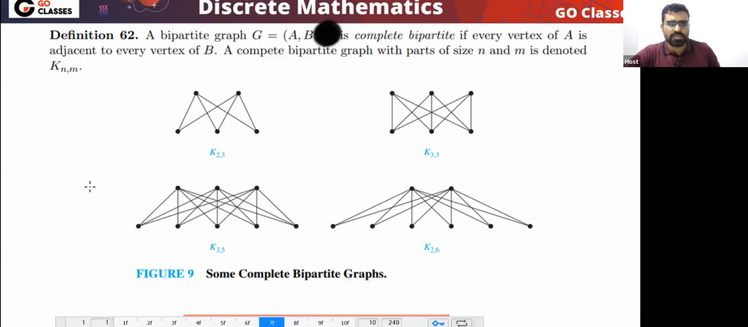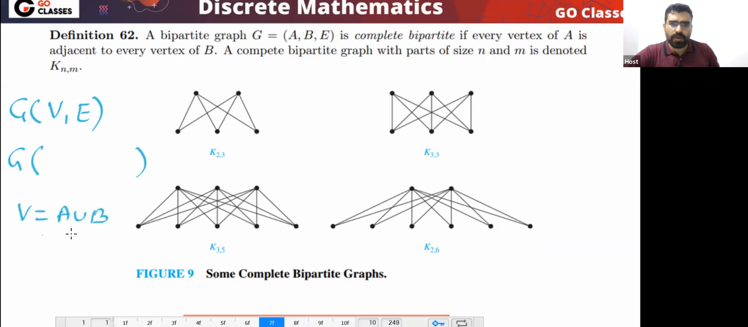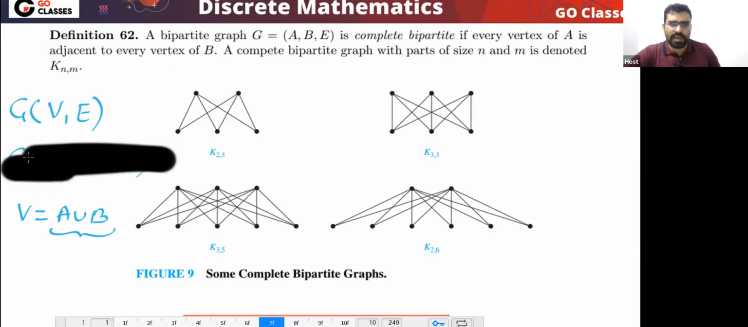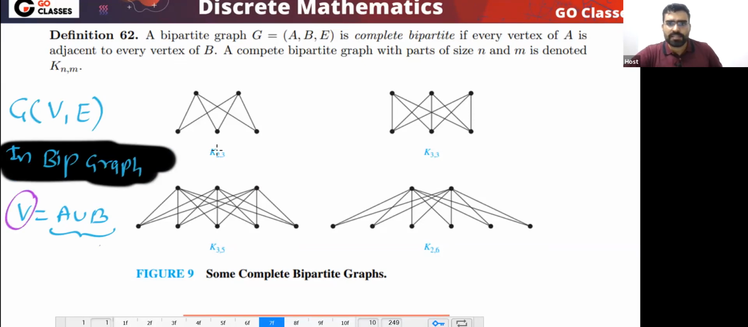Actually, why this E? Because a graph is a set of vertices and a set of edges, right? Now in a bipartite graph, this V is basically A union B. You have two parts in a bipartite graph. You know that we partition the vertex set into two partitions. So the bipartite graph we can write like this: G(A, B, E).